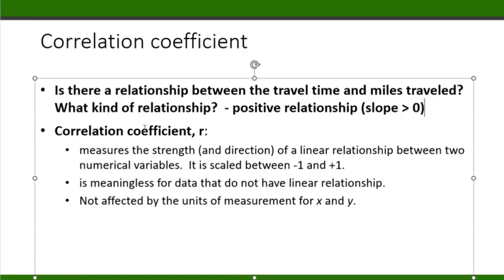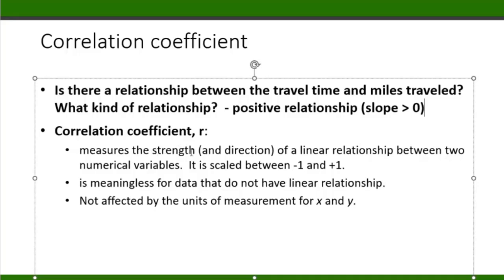So what does the correlation coefficient do? It gives you two things. It gives you the strength of the relationship and the direction of the relationship. Direction means positive or negative. So it has the same sign as the slope. If the slope is positive, correlation is positive. If slope is negative, correlation is negative. And it also gives you strength that's not affected by the units of the variables.